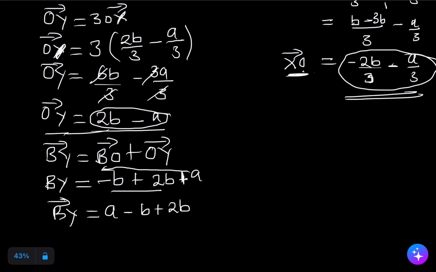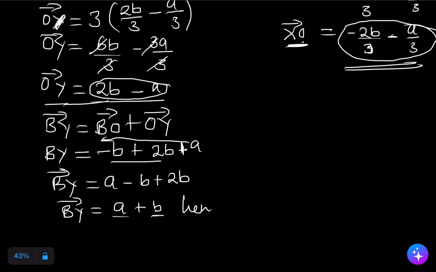Here when we subtract these two variables, negative b plus 2b, these have different signs, so we subtract. In the end we'll have the vector a plus b, because negative b plus 2b gives b. For different signs we subtract and follow the sign of the bigger number. Our bigger number there is 2b. So we will have a plus b. Hence shown.